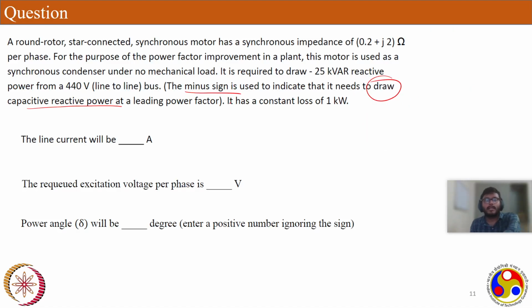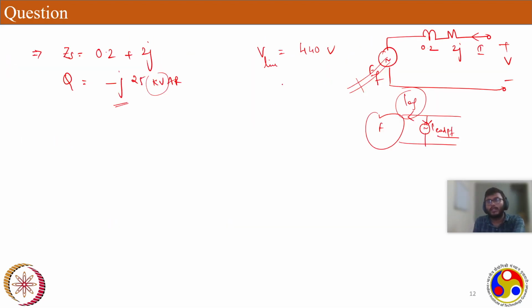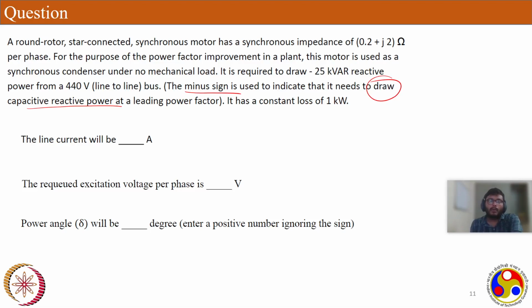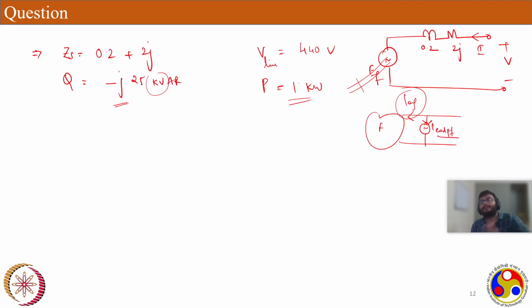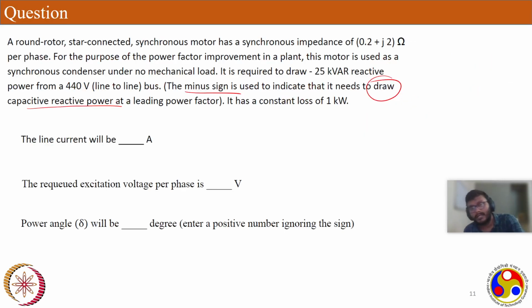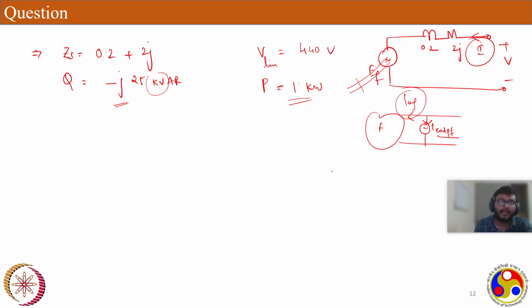Okay. Now what else is asked? It has a constant loss of 1 kilowatt. So there is no mechanical load, but whatever P, that is 1 kilowatt. This is all the real power it has. Now what we have to calculate, the first question, is the line current. So whatever the current it is drawing from the line, we have to calculate. However, this is a per phase equivalent circuit, and it is a star connected synchronous motor, right? In the problem it is given, it is star connected. So the line current is the same as the phase current.